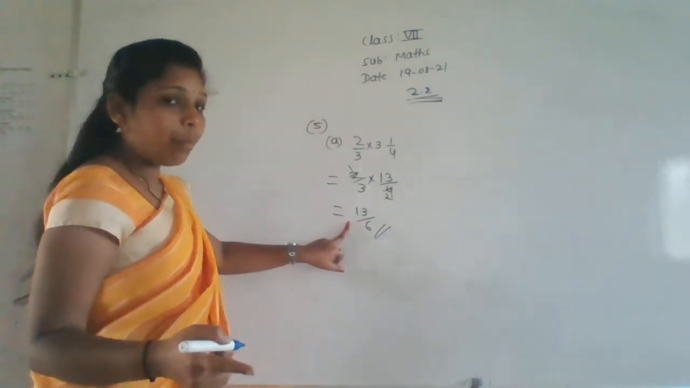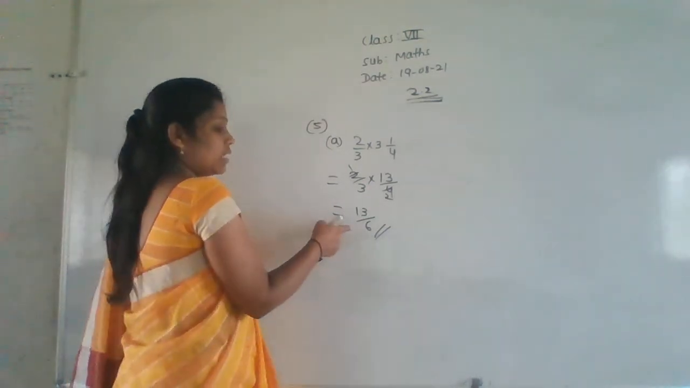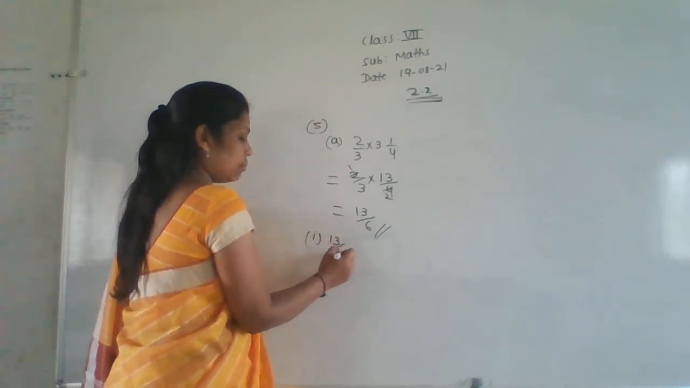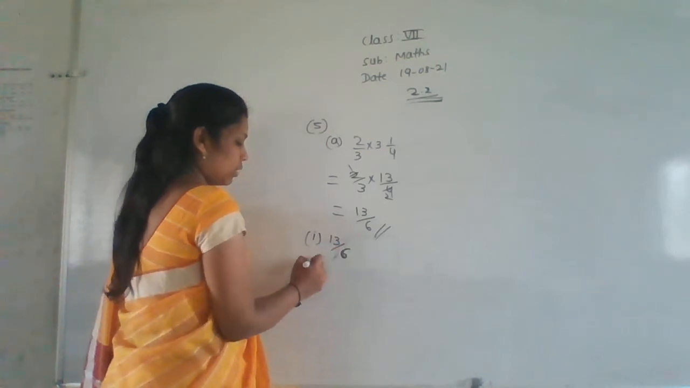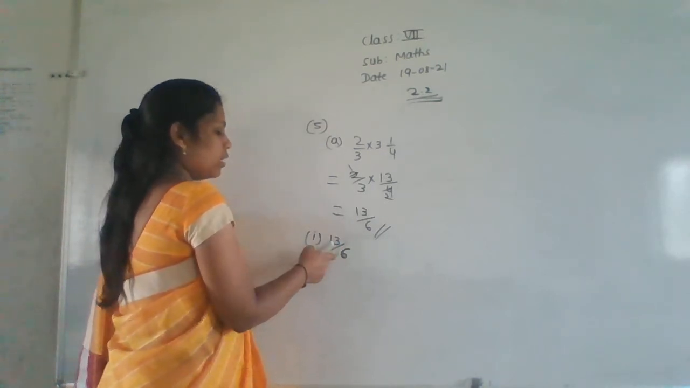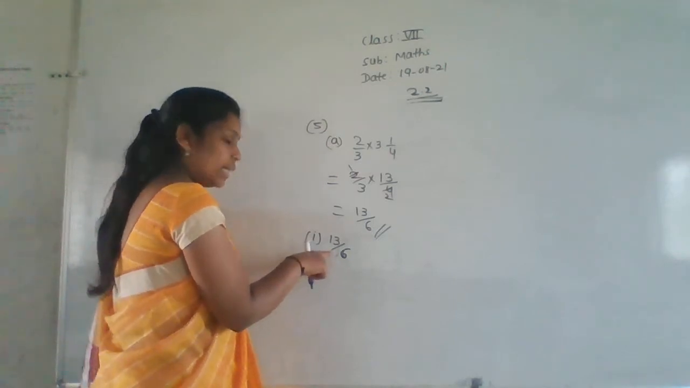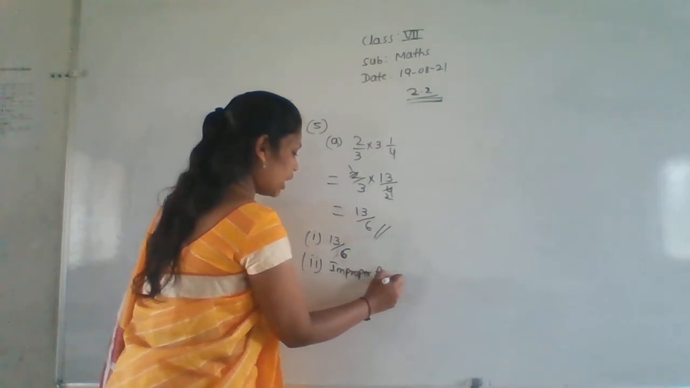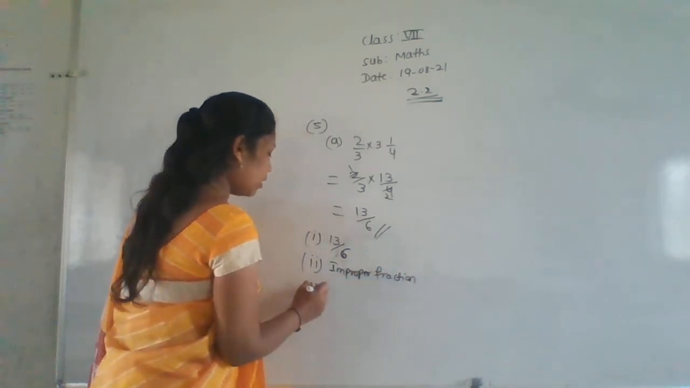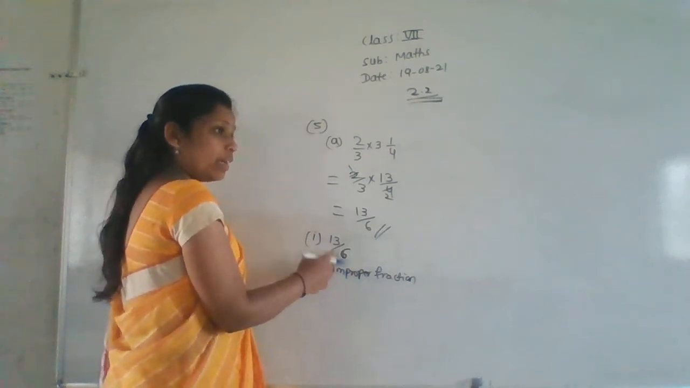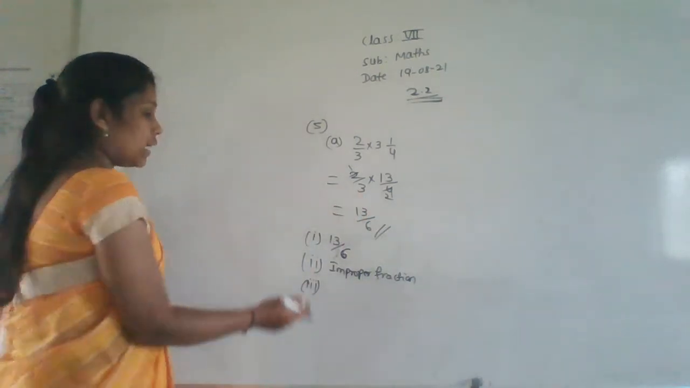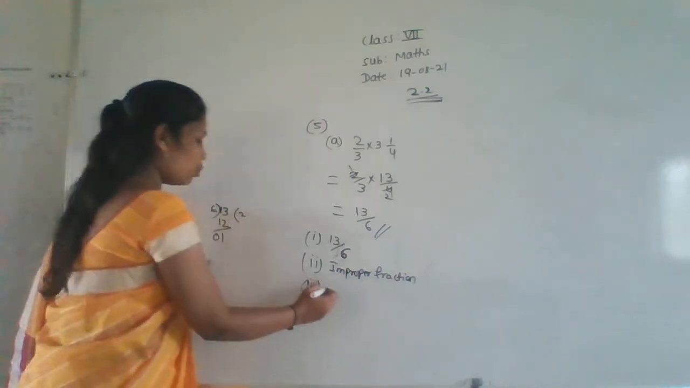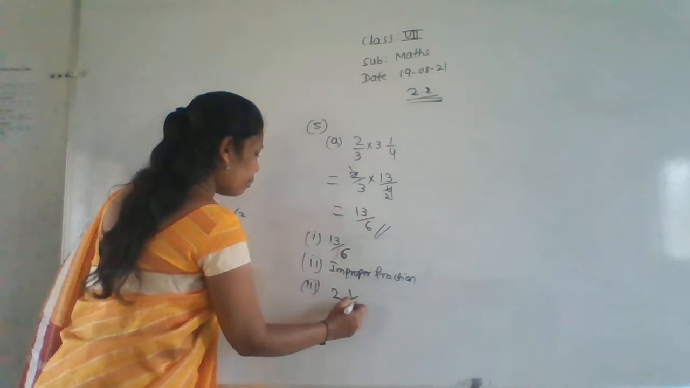Now observe whether it is proper or improper. This is the simplest form of this one. Okay? So the first answer is 13 by 6. Now the second answer: whether it is proper or improper, it is an improper fraction. Next, the third one, what they told here: if it is improper, then convert it to a mixed fraction. How to convert to a mixed fraction here? 6 twos are 12, remainder 1. So here it is 2 integer 1 by 6.